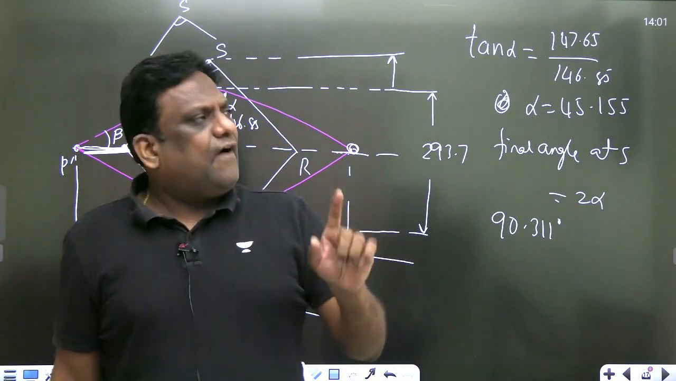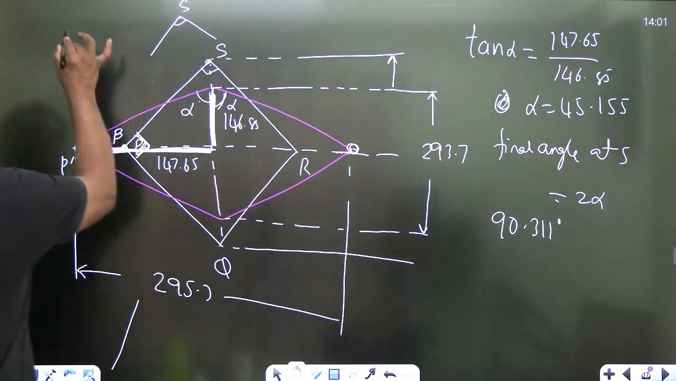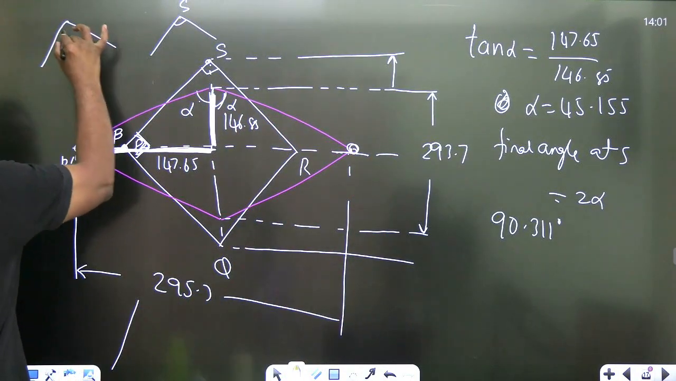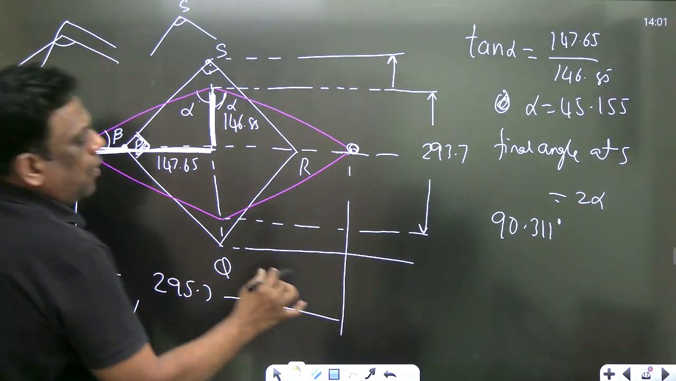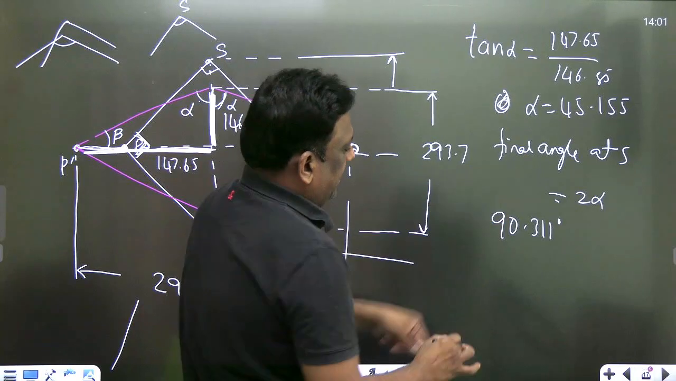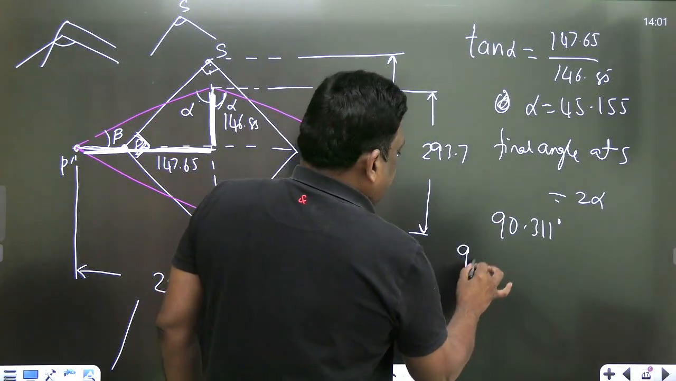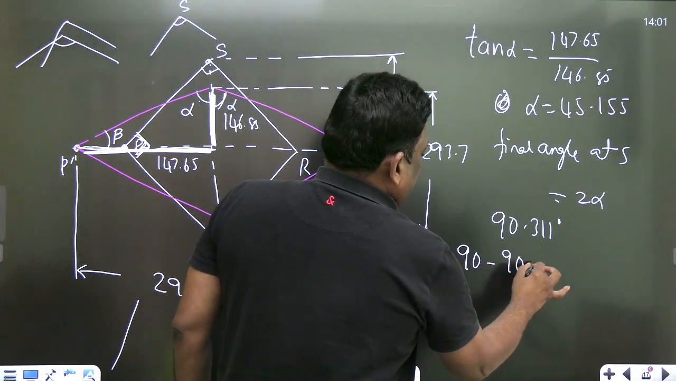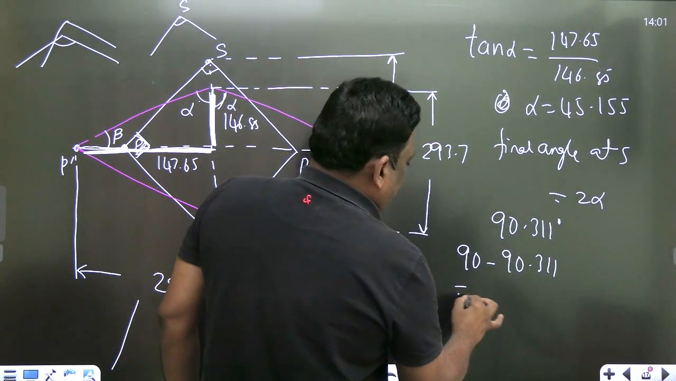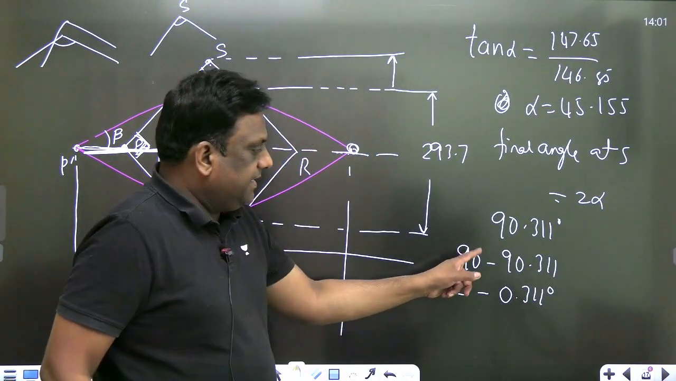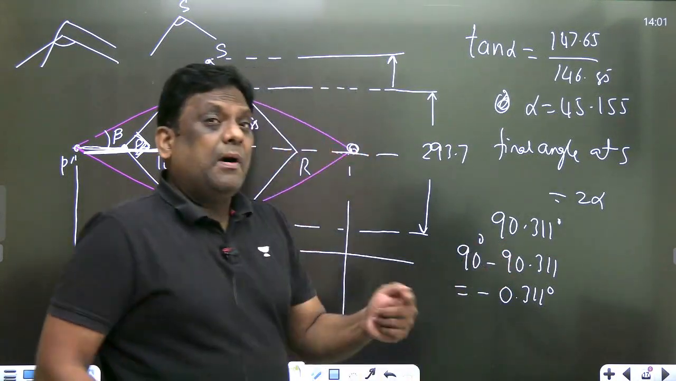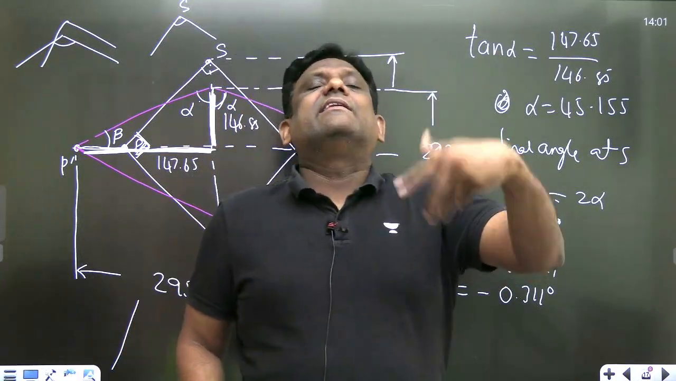Don't worry. So the final included angle is, originally itna tha 90 degree. Now finally the angle is increasing. So what is the change? Change is 90 minus 90.311. So it is minus 0.311. It is in degree. But we express shear strain in radian.